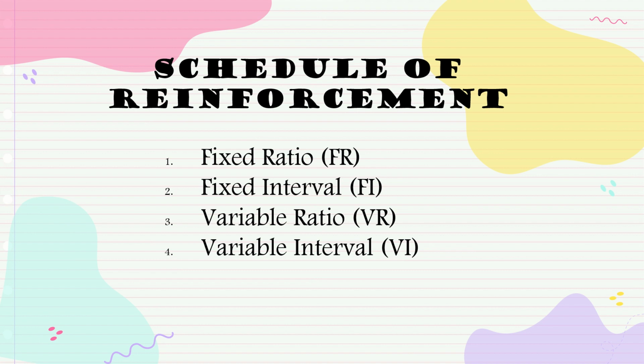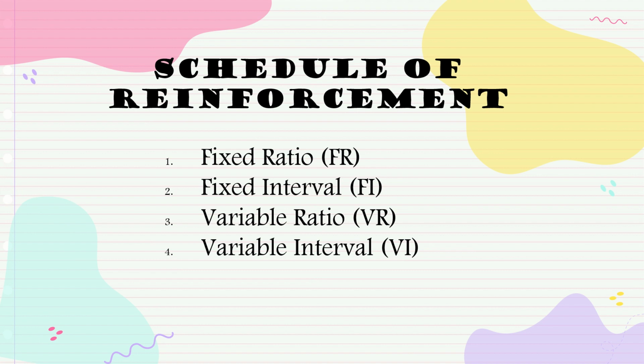Next is variable interval. This reinforcement depends following a varying amount of time. For example, a learner who is fishing in a pond will have to wait for a few minutes or hours before he or she can catch a fish. So this variable interval is about dispense following a varying amount of time. So those are the four schedules of reinforcement.